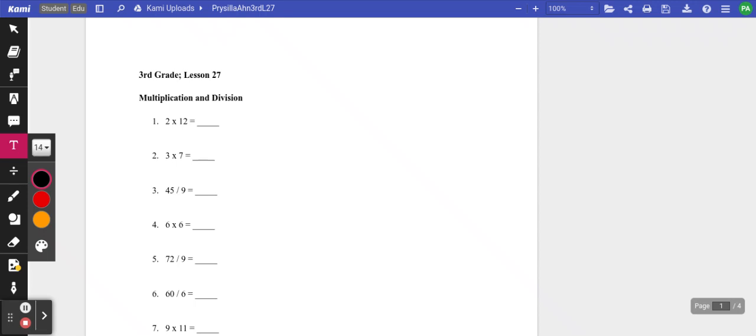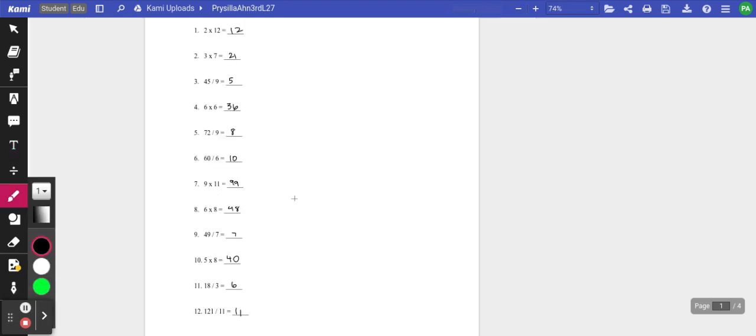Hey everybody! To begin today's third grade worksheet, we're going to be starting off with some multiplication and division. So I'm going to put down the answers and you guys can correct it yourself. And maybe try to challenge yourself by timing yourself or whatnot. So these are the answers and hopefully you get it all right.